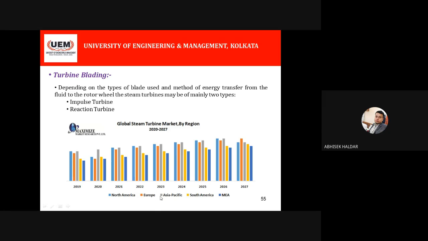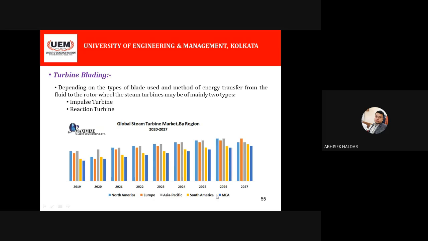So you can see different regions of the world, and you can see the bars. If I see the Asia Pacific, this is our zone. Asia Pacific, if you see this white color, it is almost very high. If you see all the years, there is no such change compared to the others. It runs at the maximum. Are you getting my point? Can you see this? Yes, sir.